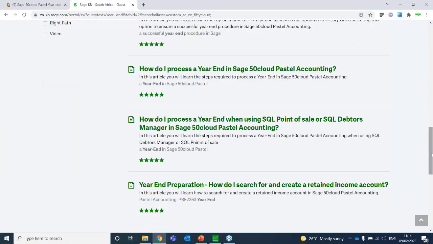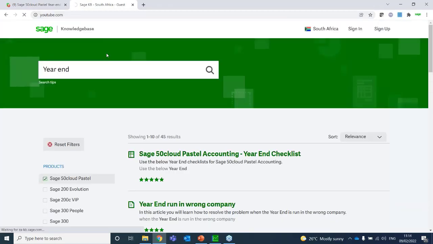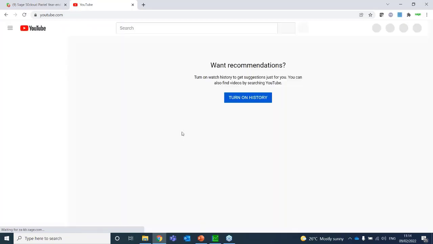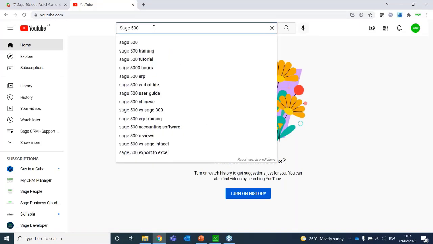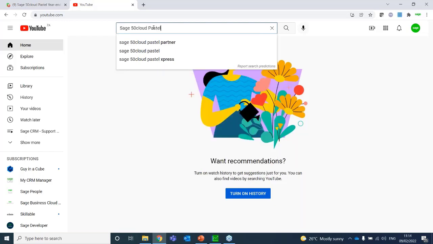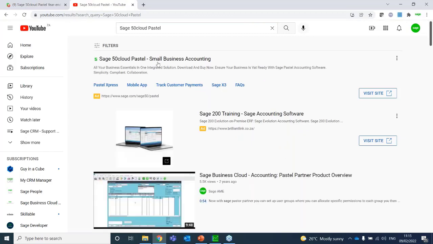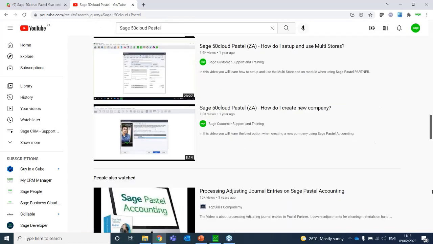Alternatively, guys, if you really want, you can just go to YouTube. And in YouTube, you can then search for what you're looking for. It may come up, it may not come up, if you just do a straight search. Generally, guys, if you go Sage 50 Cloud Pastel, exactly like I've written it, to my knowledge, most of the stuff should come up. Not mine, but guys, this is where you then have to look, because you can see everything: inventory, multi-user, and you can look through it.